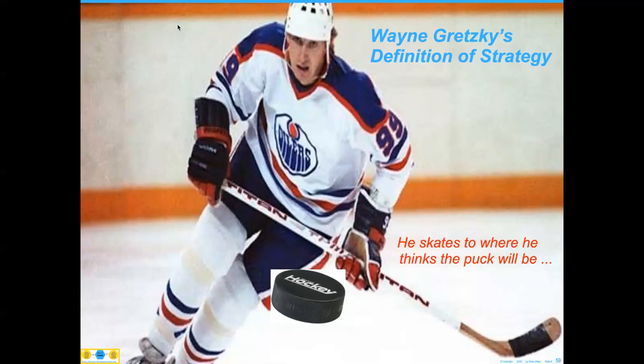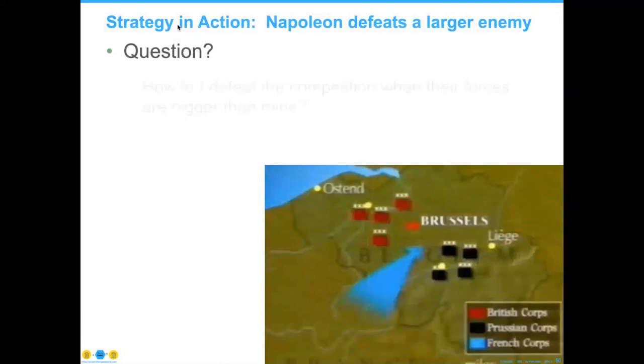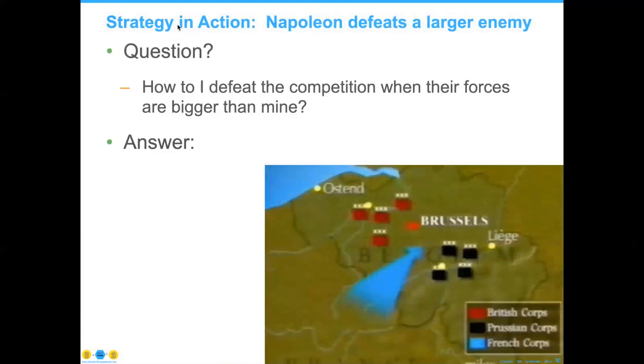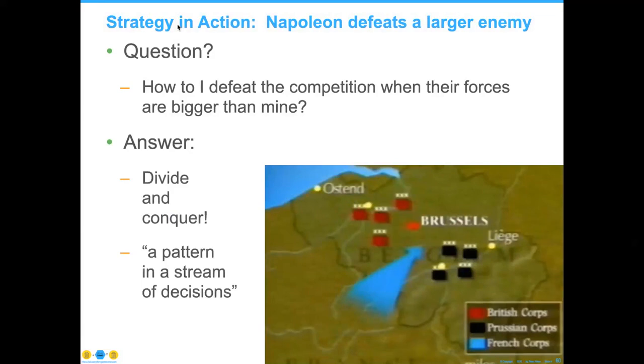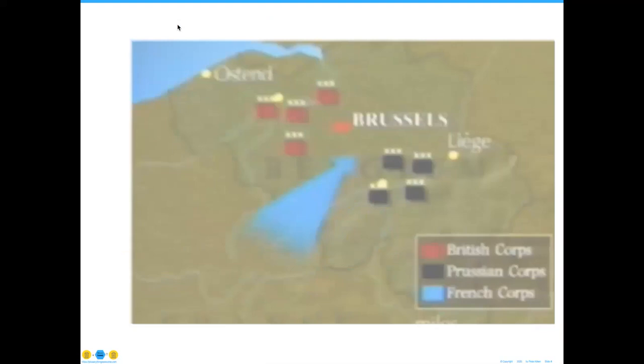So with these two simple strategies, let's look now at a complex strategy. The strategy in this case is, how do I defeat competition when their forces are bigger than mine? The answer, of course, is by dividing and conquering, remembering our pattern in the stream of decisions. So let's spend a minute here. What you're looking at is a map of the battlefield that existed at the Battle of Waterloo.